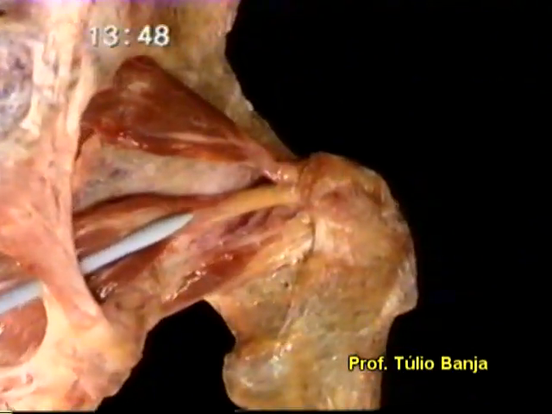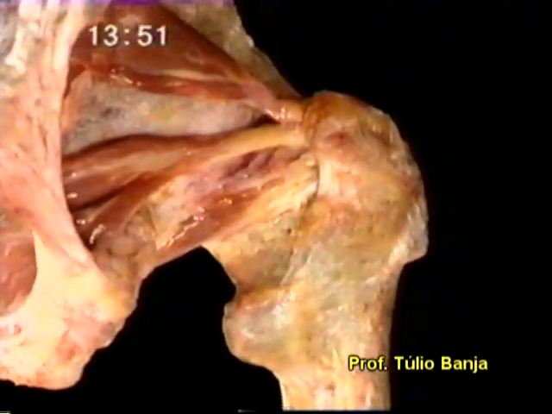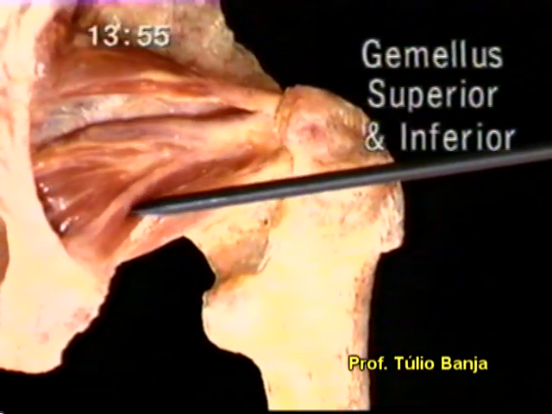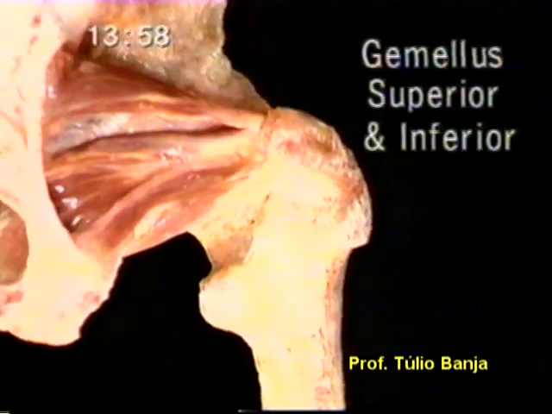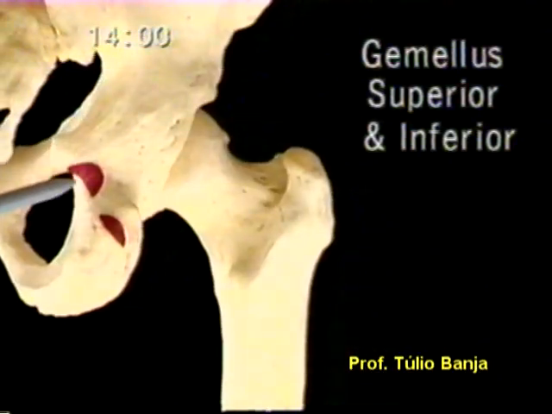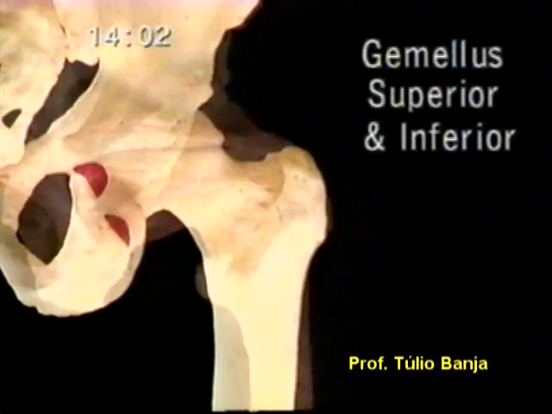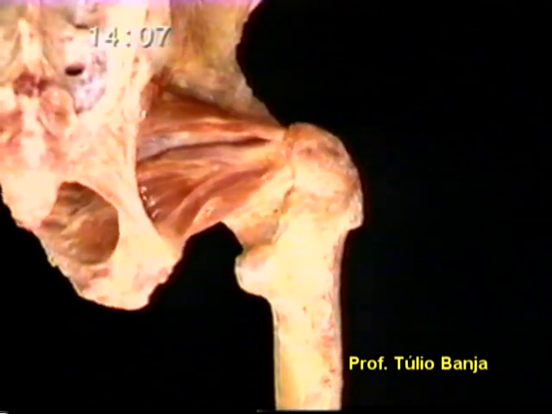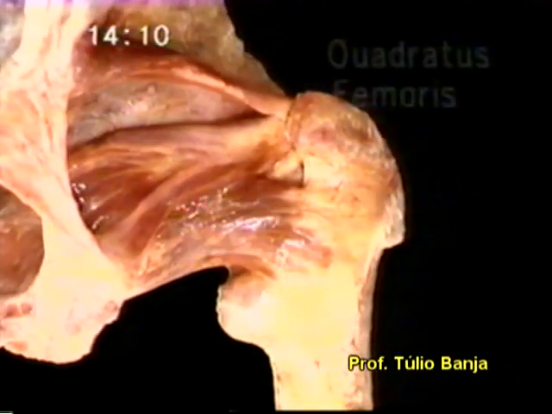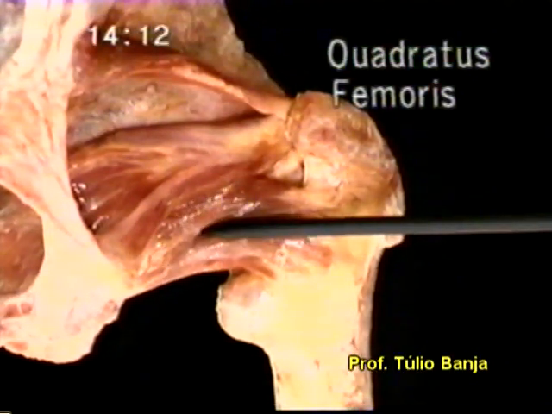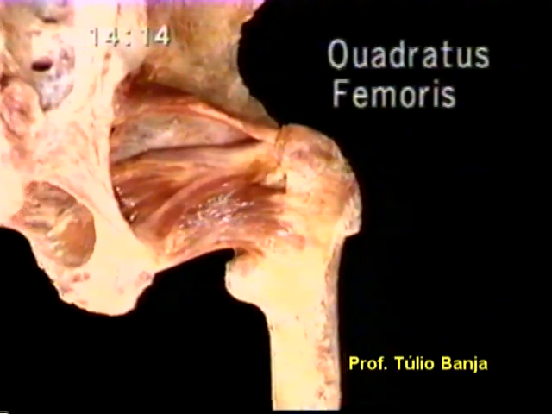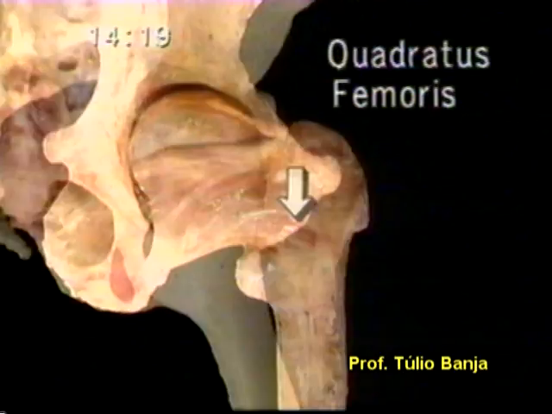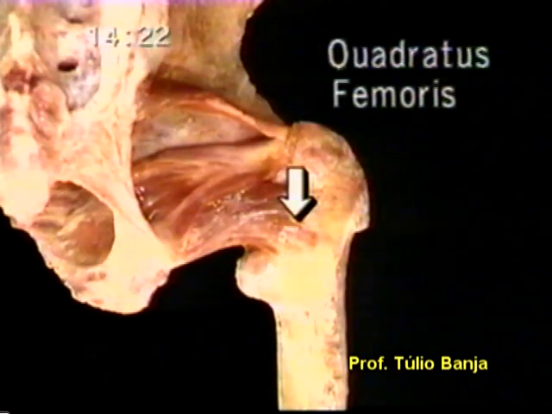As it makes the turn, it's joined above and below by these two little muscles, gemellus superior and gemellus inferior. They arise from the ischium here and here. Along with obturator internus, they're inserted here. The last of the short rotators is quadratus femoris. Quadratus femoris arises from the ischial tuberosity here and inserts on the femur here on the intertrochanteric crest.